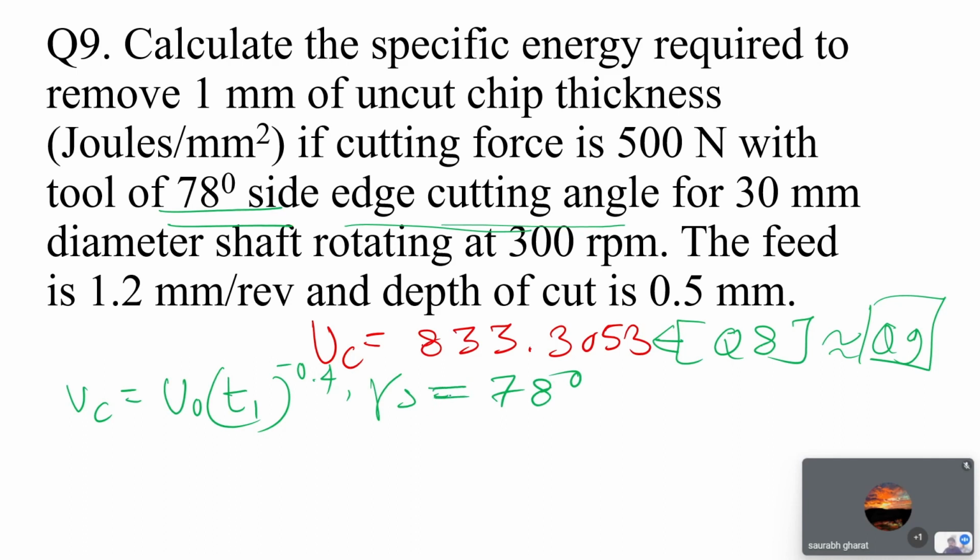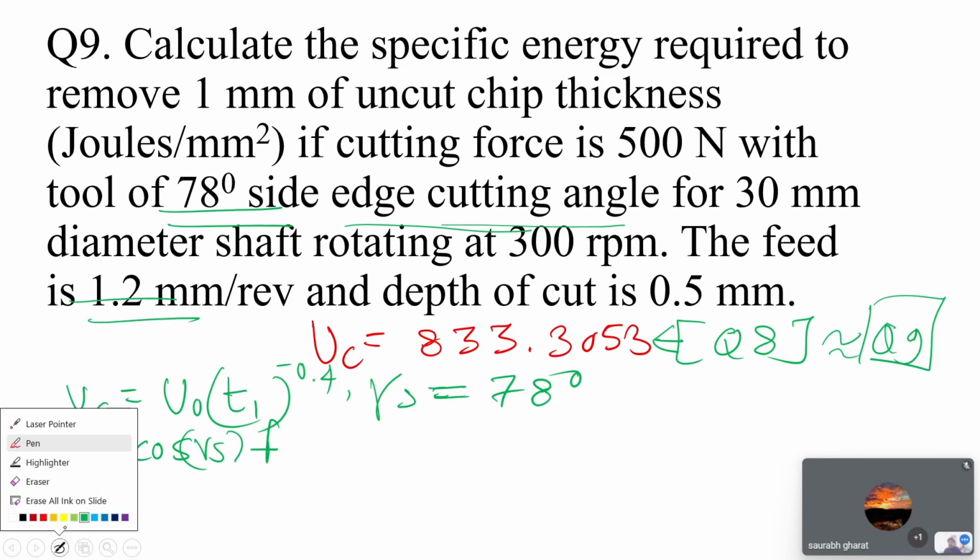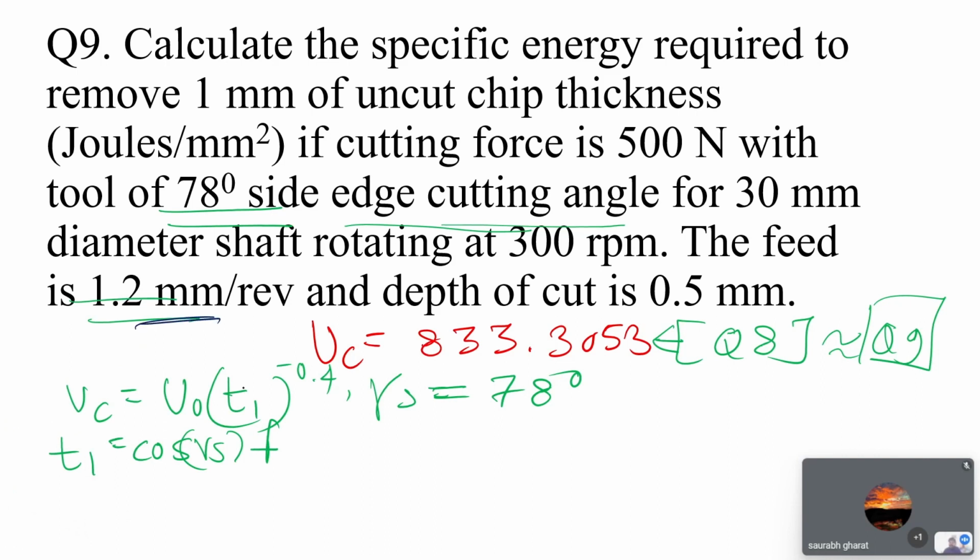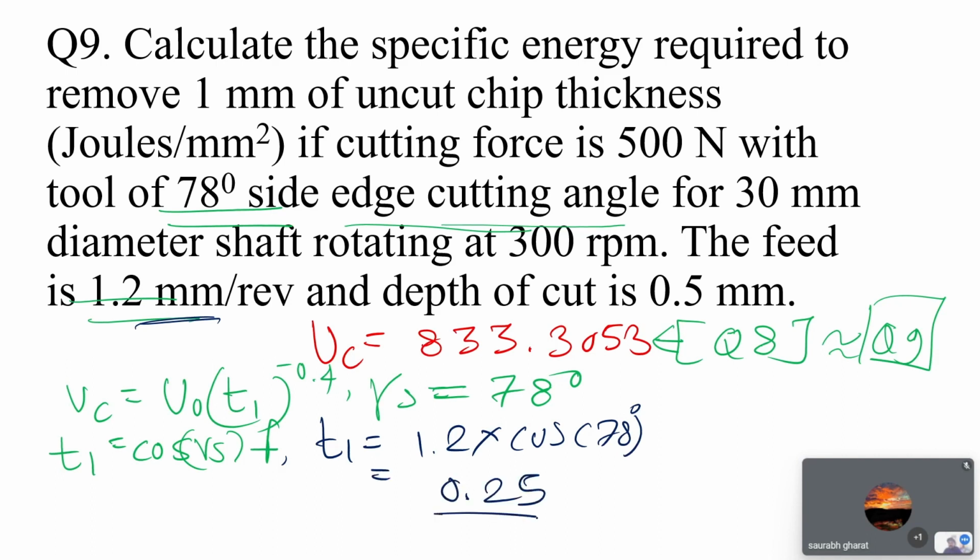So we need to find out t. What is the formula for t? You already discussed it. t is equal to cos of phi s into feed. You have the feed, which you mentioned earlier, and you have cos phi. So you can find t easily. So t1 is equal to 1.2 into cos of 78 degrees. Okay, it will be equal to 0.25. This will be the thickness.